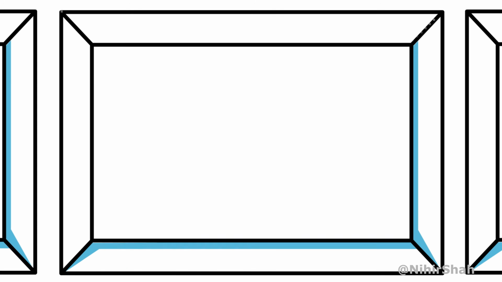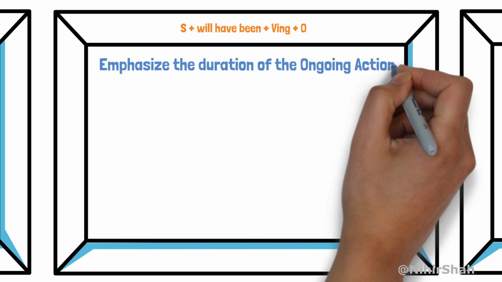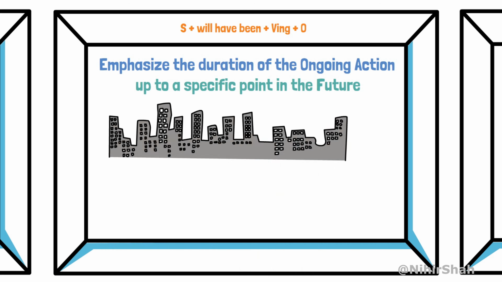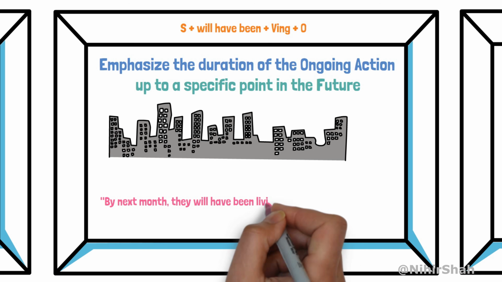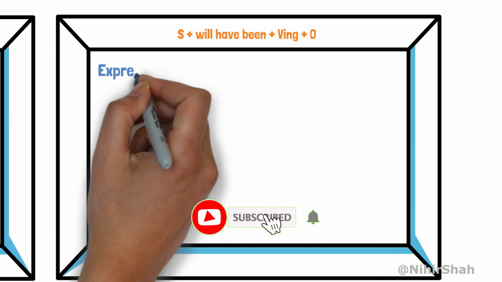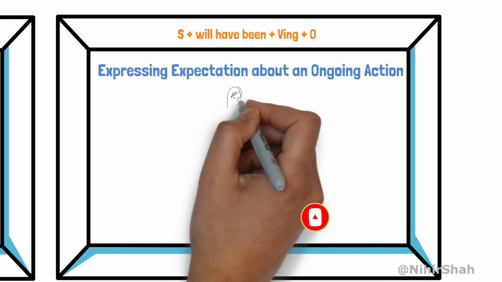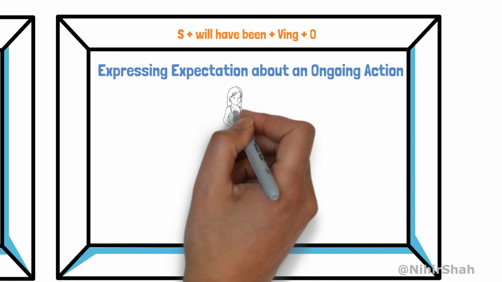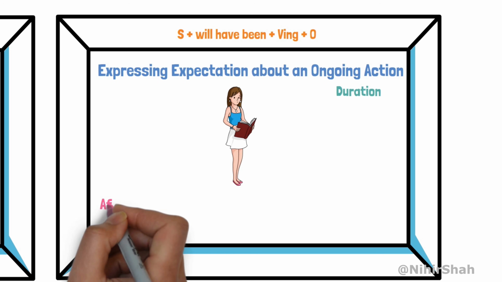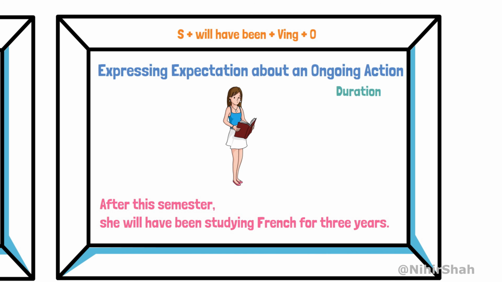Number 2, to emphasize the duration or length of the time of the ongoing action up to a specific time or event in the future. By next month, they will have been living in the city for 5 years. And number 3, expressing expectations about an ongoing action. While this can overlap with future continuous tense, the future perfect continuous tense adds the element of duration. After this semester, she will have been studying French for 3 years.